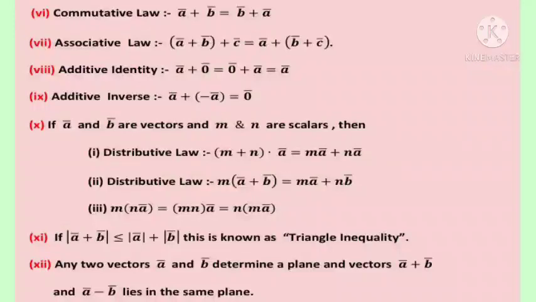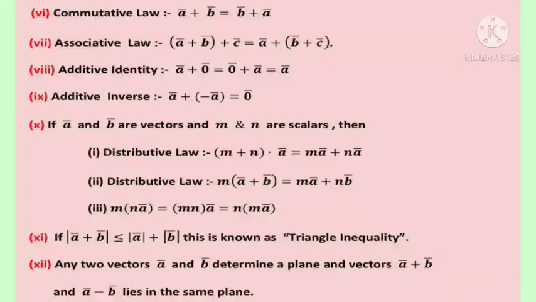So let us move ahead with the next notes. Let us see the sixth one, commutative law. A bar plus B bar is equal to B bar plus A bar. So however you add the vectors, you are going to get the same answer. The next is associative law. Here we use brackets. On the LHS you first solve the bracket A bar plus B bar and then add it to the vector C bar, or on the RHS you first add B bar plus C bar and then add that vector to A bar. At last you are going to get the same new vector.